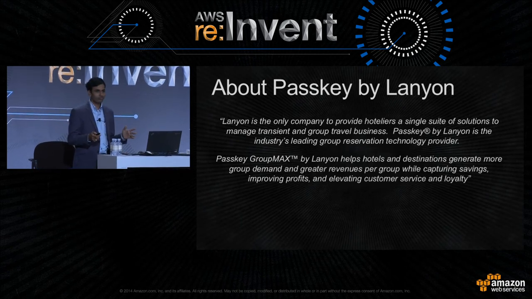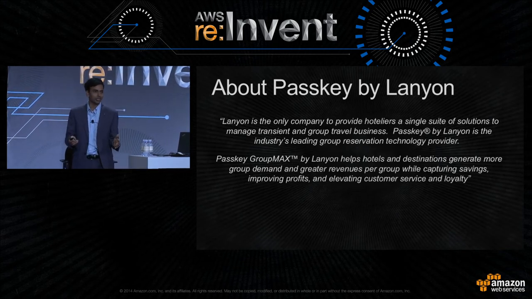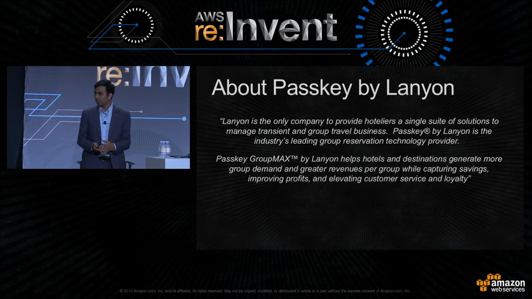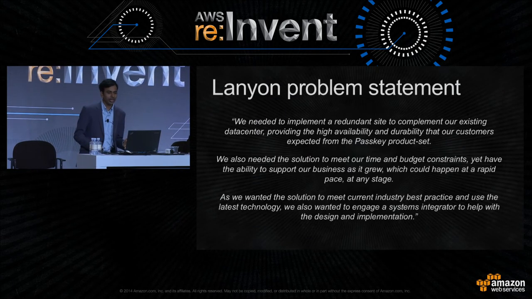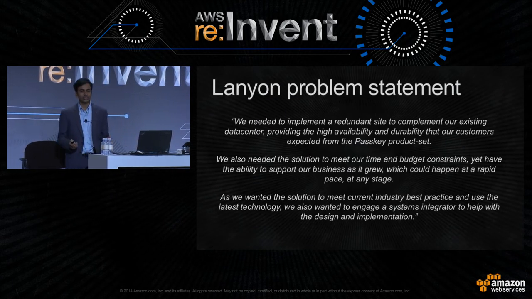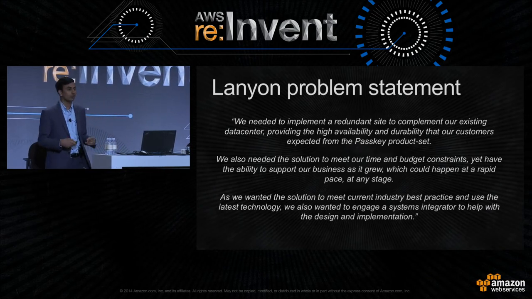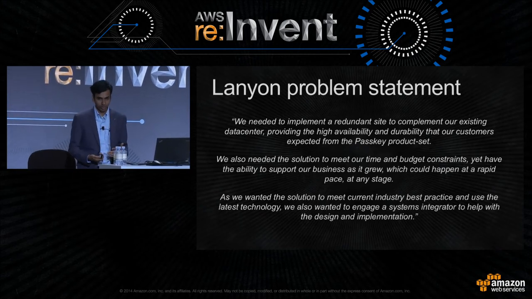As you can see, there is a lot of demand for that requirement, because so many users hit that GroupMax environment when there is a huge event happening. So this is pretty much critical for Lanyon, and they would like to have a disaster recovery. They already have a disaster recovery, but they want it to be a more scalable and a lot more efficient environment.